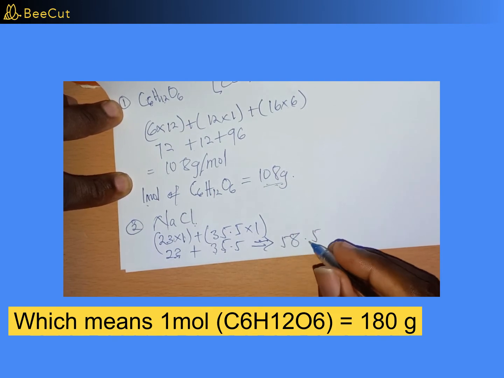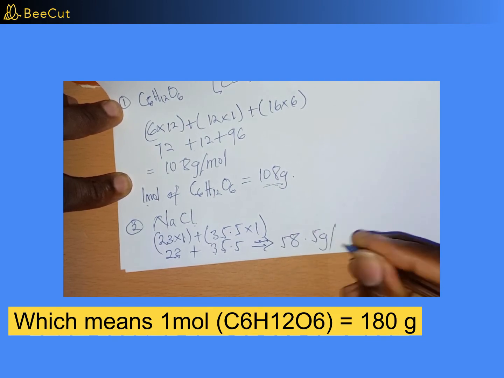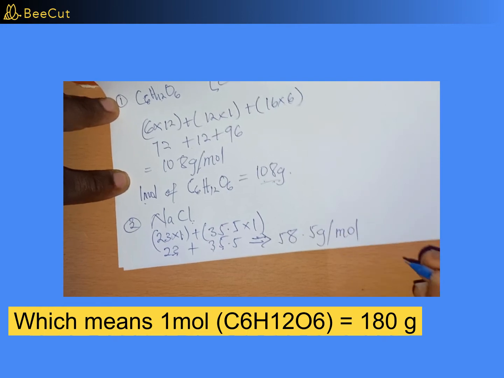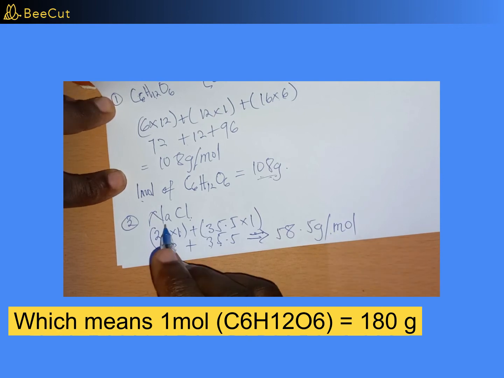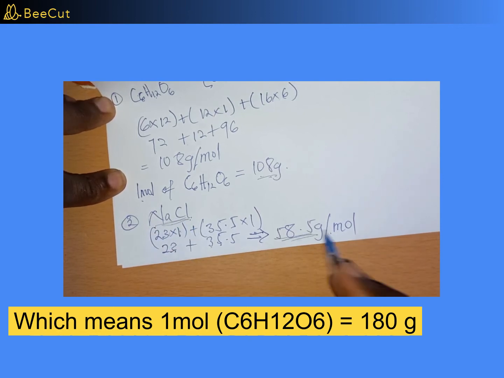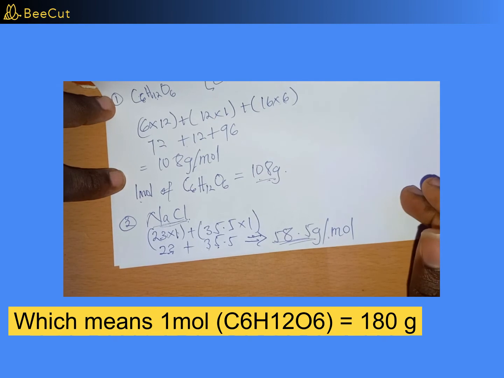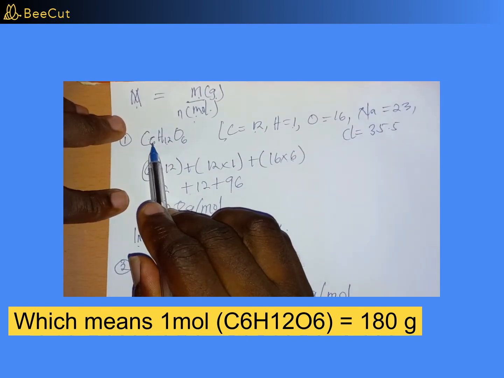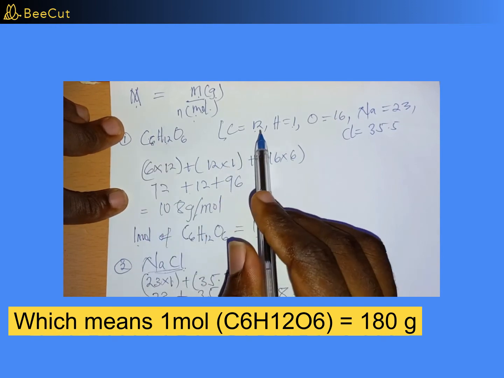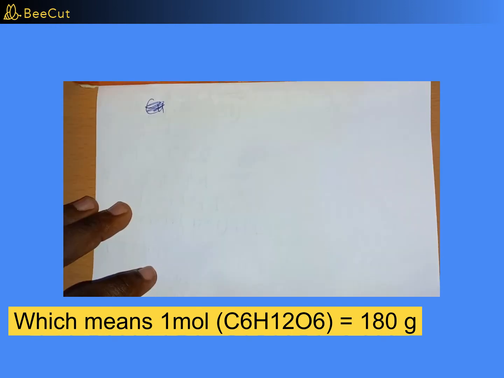So 58.5 grams per mole. So this also means that when I take 1 mole of sodium chloride, I have this mass. So when they are asked to calculate the molar mass, you just multiply the number of atoms over here by the relative atomic mass, which will be given to you.